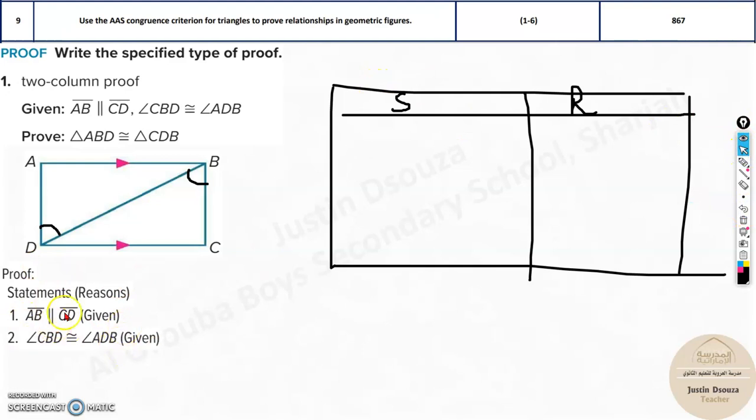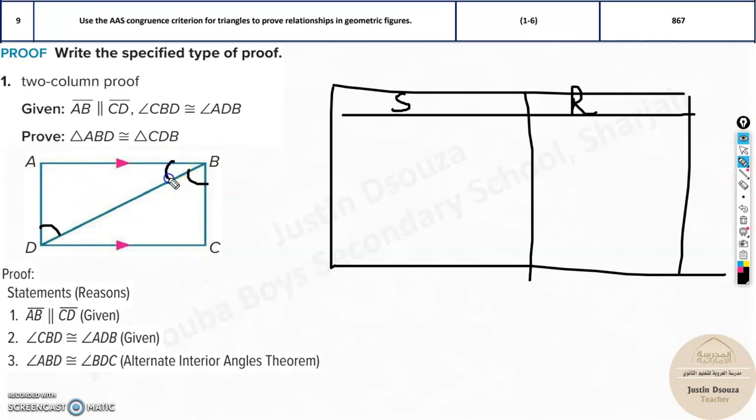Now next one, angle CBD. This is also given. Angle CBD is congruent to ADB, given to us. What about the other thing? Since these two are parallel, we must recall the theorems we had seen about parallel lines: interior angles, exterior angles, corresponding angles. Why? Because there are two parallel lines. If the two lines are parallel, then we can use those theorems and we will use them now.